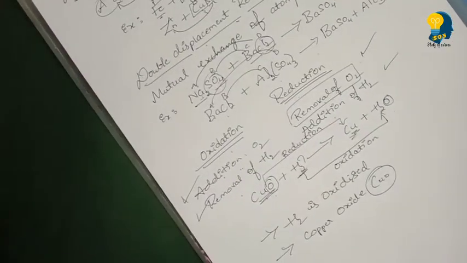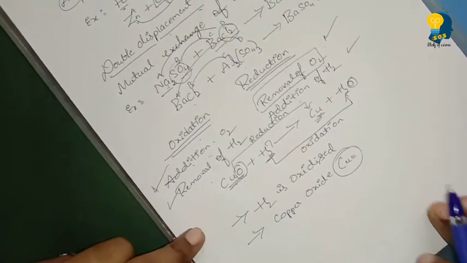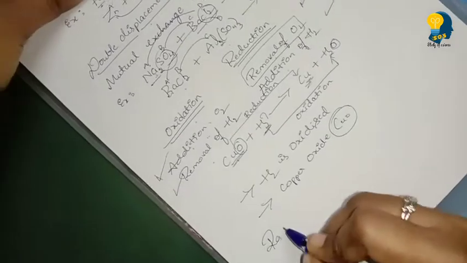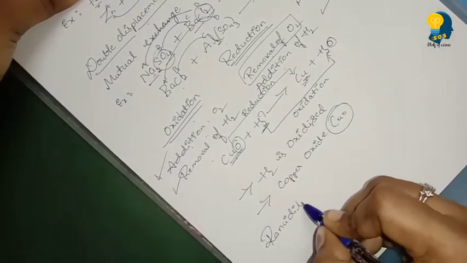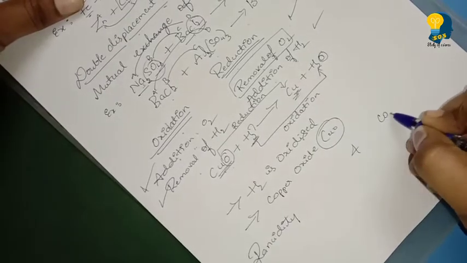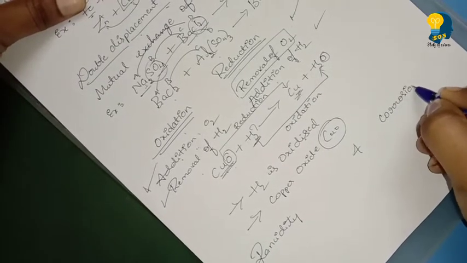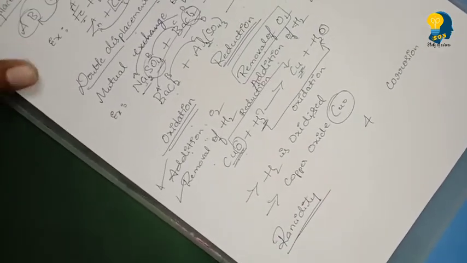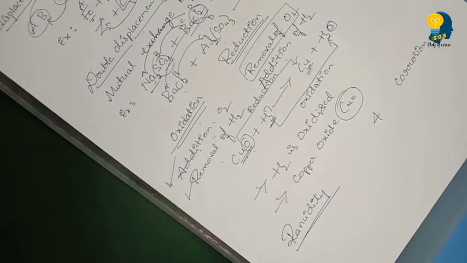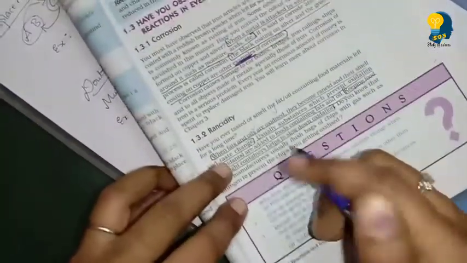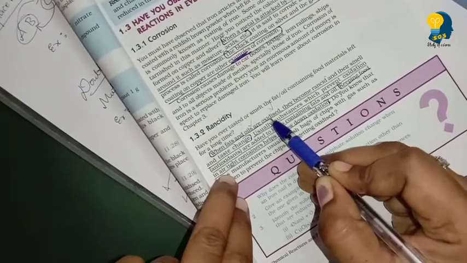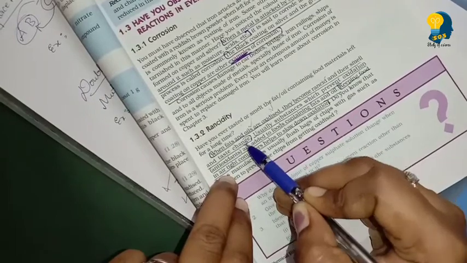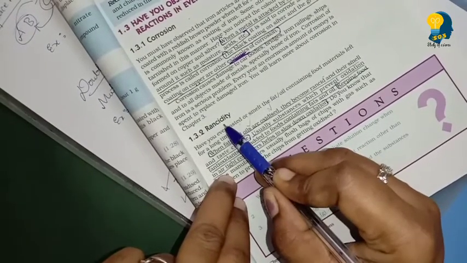Friends, the last concept I will teach you, don't think it is heavy, all the concepts are very easy. The last concept in this lesson is rancidity and corrosion, which they may ask. Rancidity is very important. How can we define rancidity? When fats and oils are oxidized, they become rancid and their smell and taste change. This is the definition of rancidity.